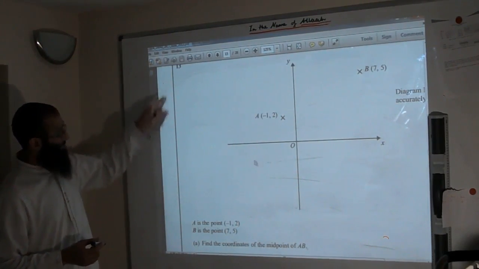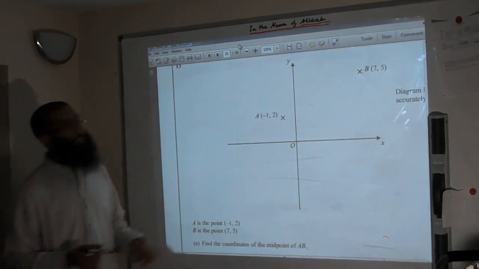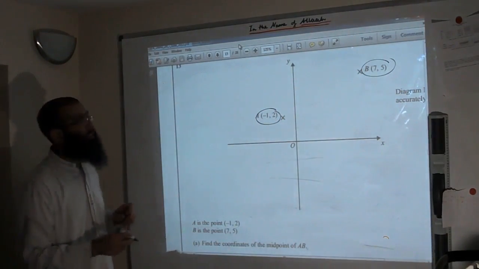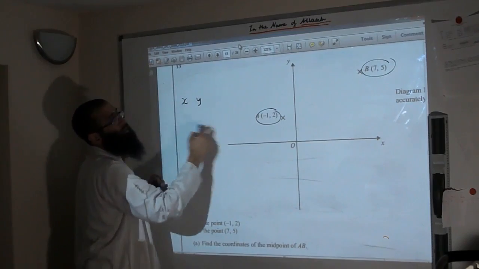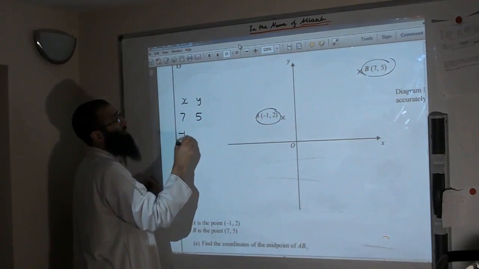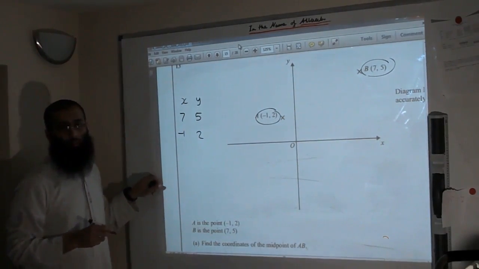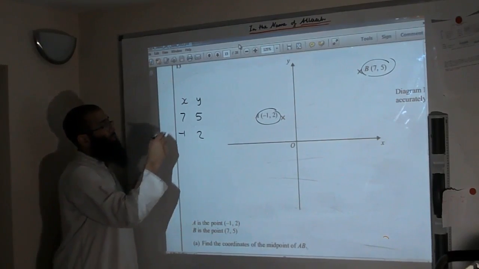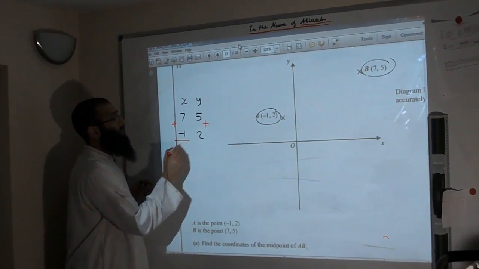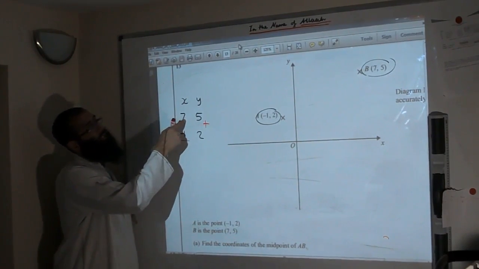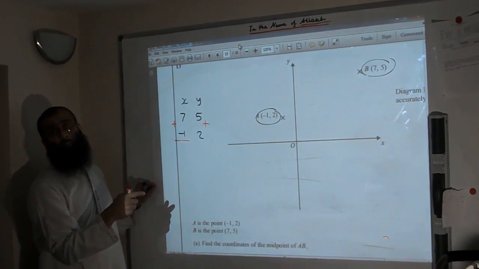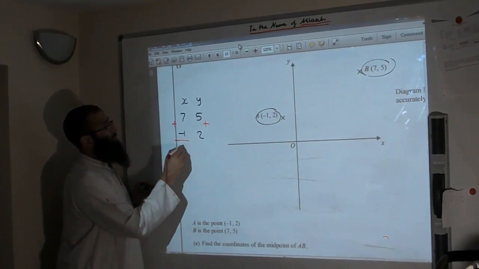For question 13a, we've got to work out the midpoint. To work out the midpoint of two coordinates, we work out the average of the x's and the average of the y's. So 7, 5 and minus 1, 2. How do we work out the average? You have to add them and then divide by 2. So 7 add minus 1 will give us 6.